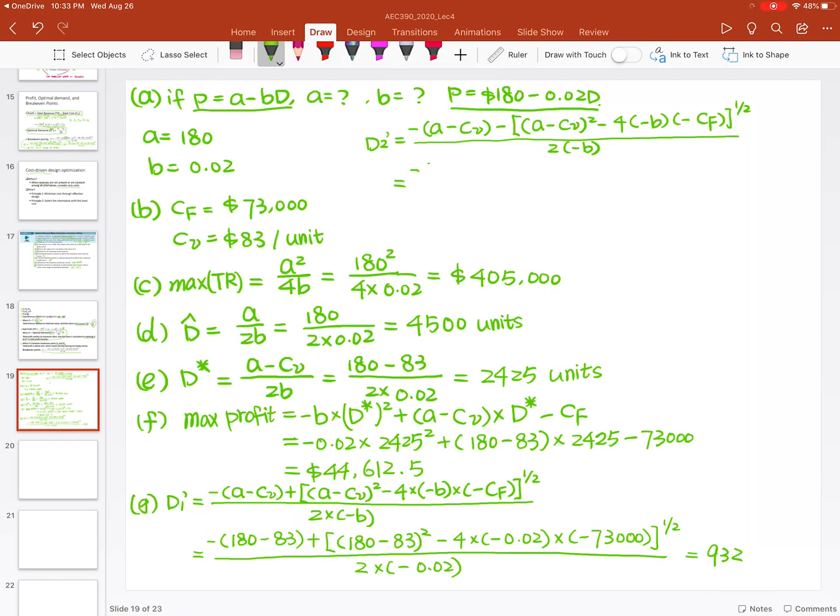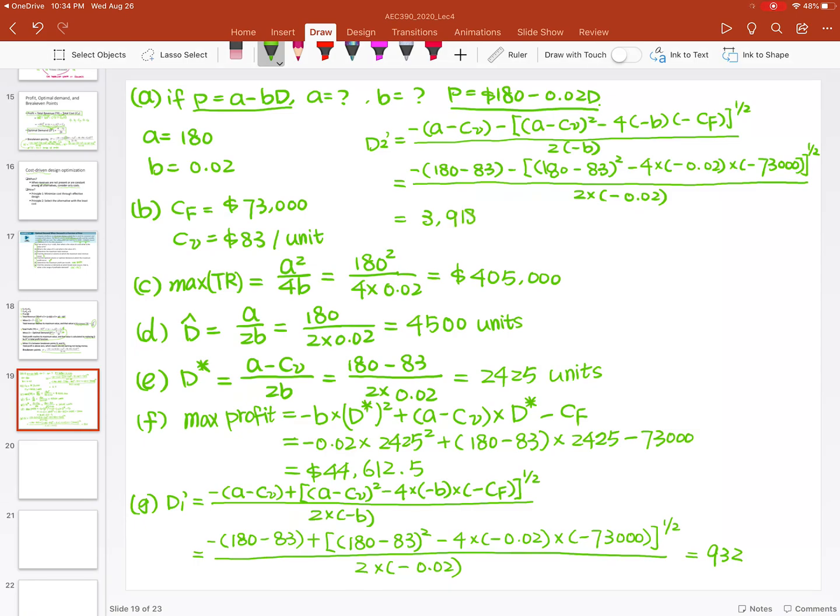And you're going to replace these letters by the values. A is 180, CV is 83, minus 180 minus 83 to the power of 2 minus 4 times minus 0.02 times minus 73,000, and the whole thing under the square root, and divide it by 2 times minus 0.02, and calculate this. You can get 3,918 units. Here you still need the units.